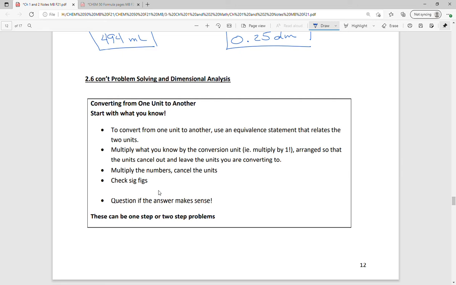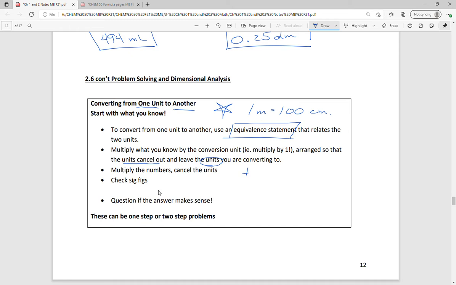So we are going to talk about converting from one unit to another unit, and this is something that is huge in the second half of Chem 50. It's a problem-solving strategy that's really powerful when it comes to chemistry and the math behind chemistry. So what we're going to do is convert from one unit to another and use an equivalence statement. An equivalence statement that we may have used was that 1 meter had 100 centimeters in it. And basically what we can do with this is arrange it so that the units cancel out and leave the units that you are converting to.